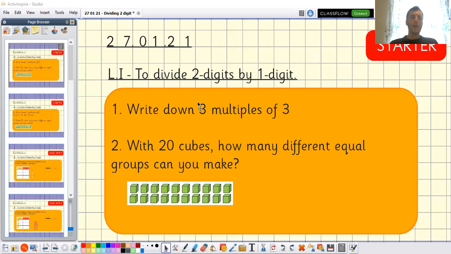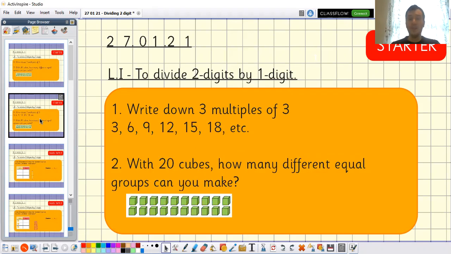As a bit of a starter, can you write down 3 multiples of 3? Remember, a multiple of 3 is a number in the 3 times table. And with 20 cubes, how many different equal groups can you make? There's a few different answers to that one. I'll show you 1 or 2 of them in just a moment. As always, pause the video here, have a go at those questions, and we'll come back to you.